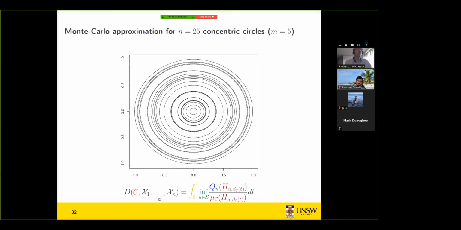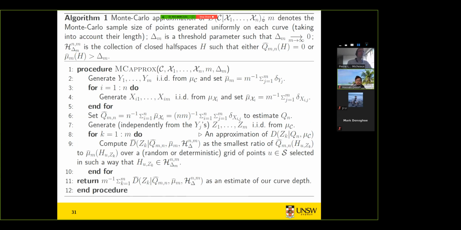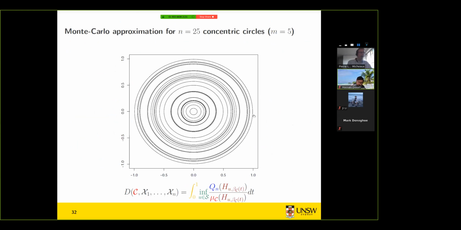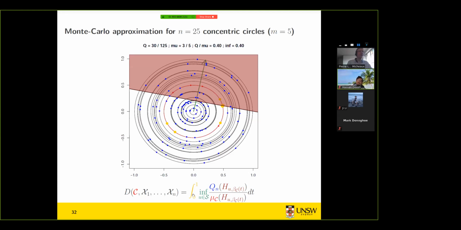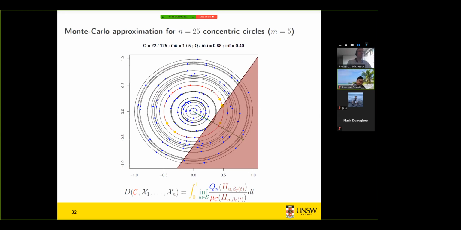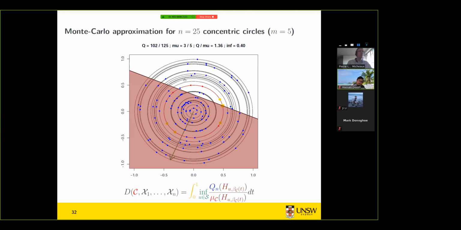So we want to estimate this big formula, and we are going to consider this very simple example where we have 25 concentric circles, and we are going to consider our algorithm generating only m points, just to be able to see what's happening. And we want to compute the depth of one circle with respect to the other circles. So this is what we get. We generate yellow points here to get the integral, red points along this red curve C to get mu C, and blue points along each other curve to compute the numerator.